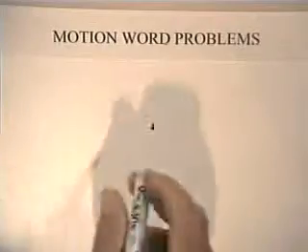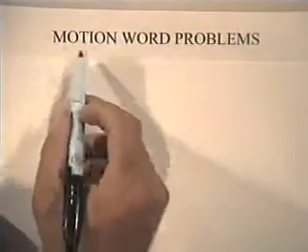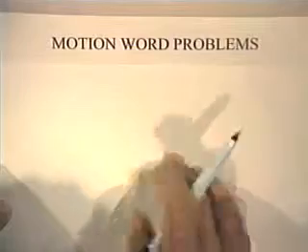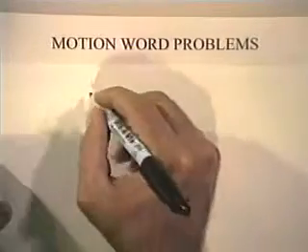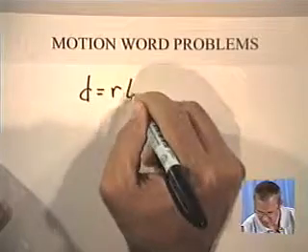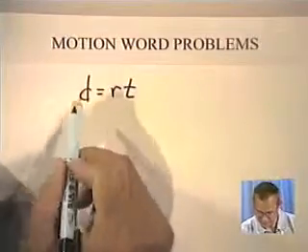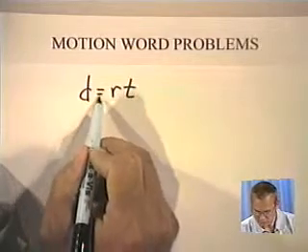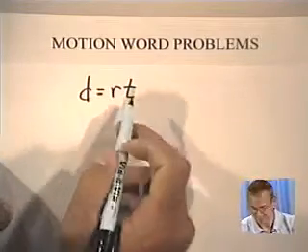Motion word problems. The last type of applied word problem that we'll talk about are motion problems. Whenever we encounter a motion problem, we are going to use the following formula. D equals R times T. Now what this formula stands for is the following. Distance equals rate times time.